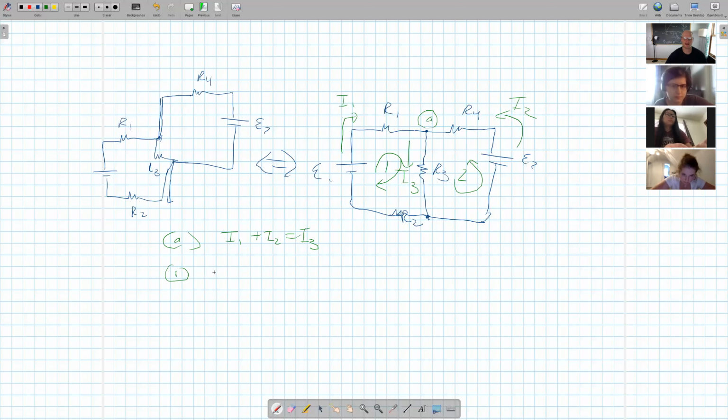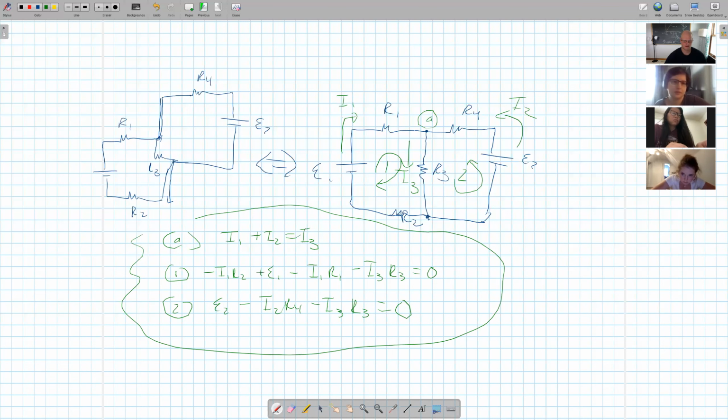So loop 1 would be what? If I start down here, it'd be minus I1 R2 plus E1 minus I1 R1 minus I3 R3 equals 0. And then for loop 2, if I start in the same location, that would be E2 minus I2 R4 minus I3 R3 is equal to 0. So these would then be my 3 rules that I would look at.